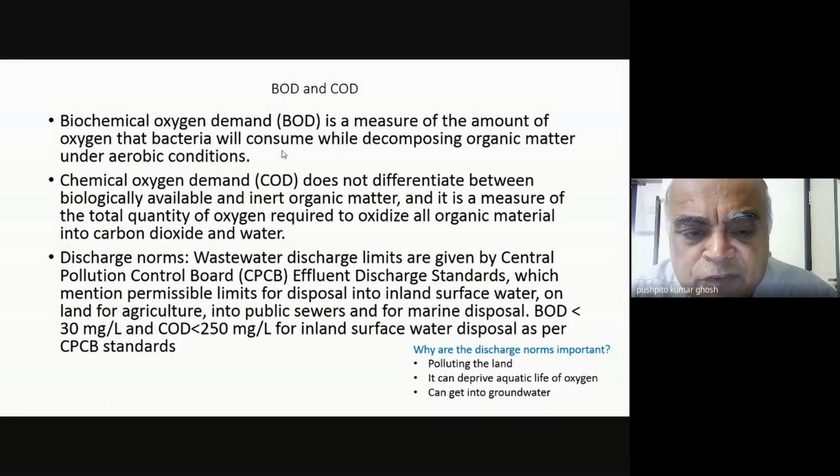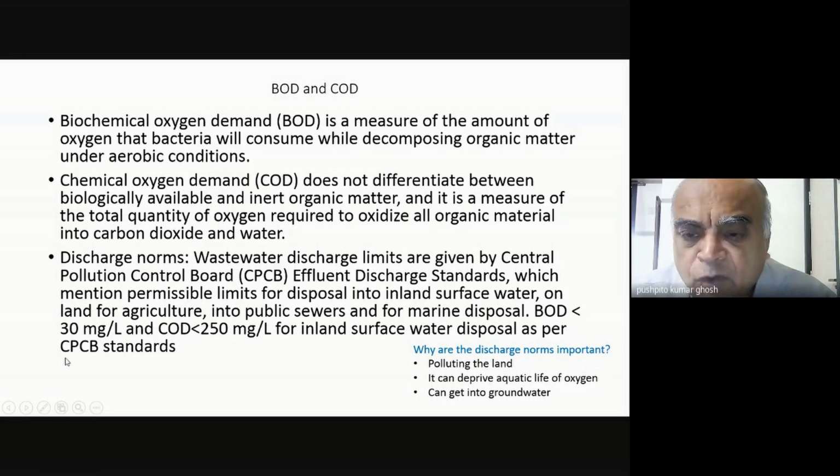So obviously COD values are higher, and you can see the discharge norms of, let's say, our Central Pollution Control Board. It says permissible limits for disposal into inland surface waters, on land for agriculture, into public sewers, and for marine disposal. These are some of the norms for inland areas. Like, let's say, the BOD has to be less than 30 milligram per liter, and COD has to be less than 250 milligram per liter. And you can see that the limits for COD are much higher than the limits for BOD.